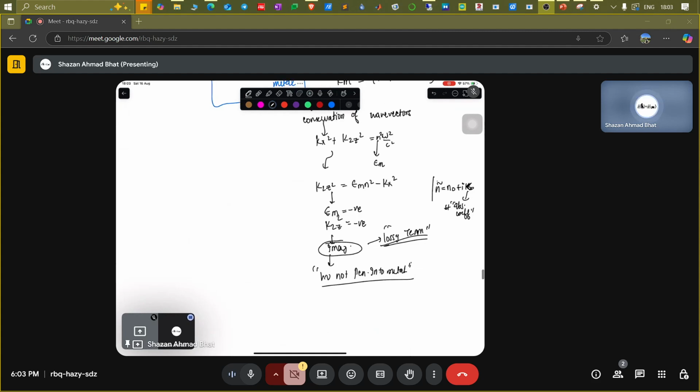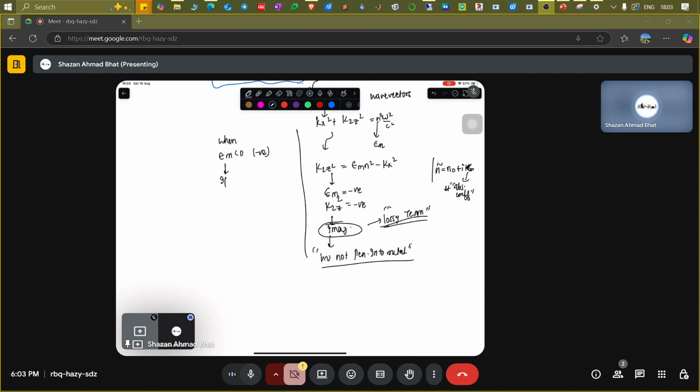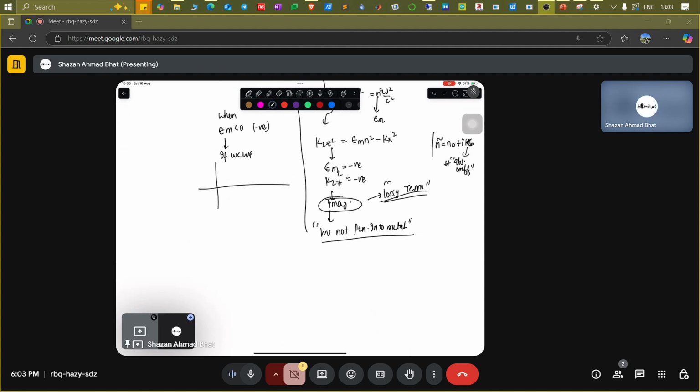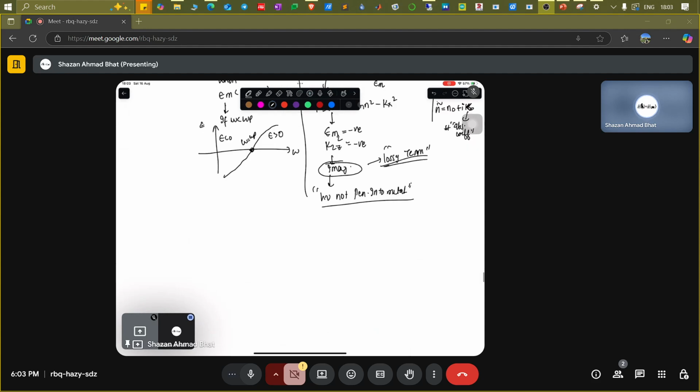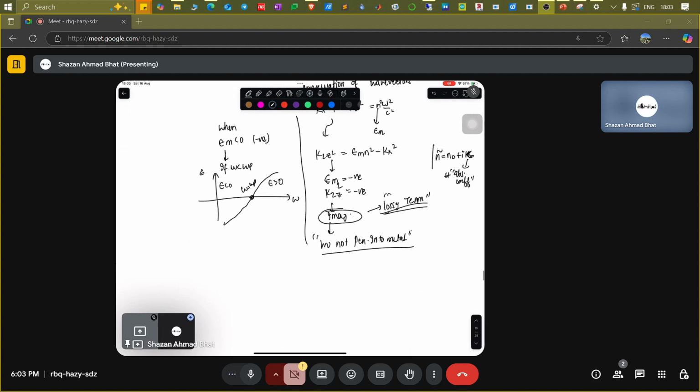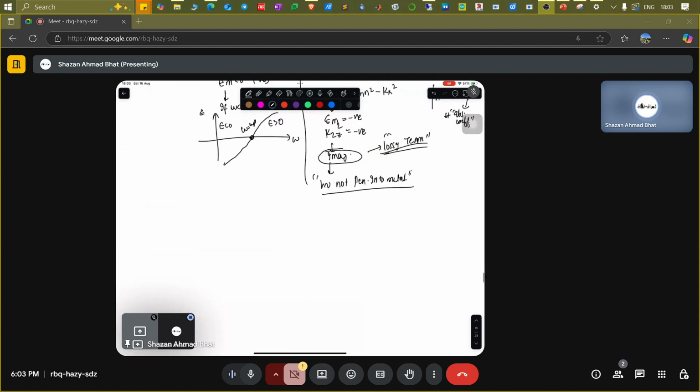And now what is going to happen? Let's say when epsilon m is less than 0, that means it's negative. Let's say we have omega less than omega plasma frequency. If you draw epsilon versus omega, you're going to see a sign change at this particular omega equals omega p. That means below this, the epsilon will be less than 0. Above this, the epsilon will be greater than 0. So that is what it means. Now, what is going to happen? Let me show you a good example of this.